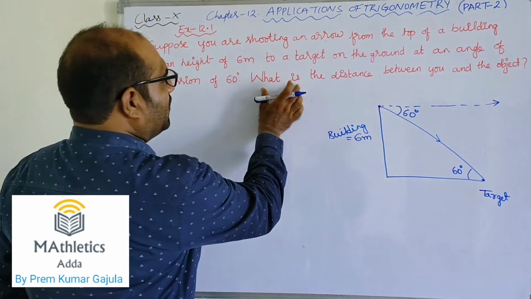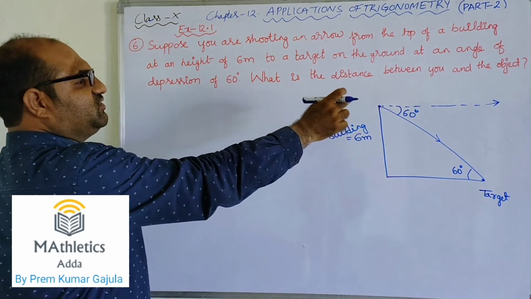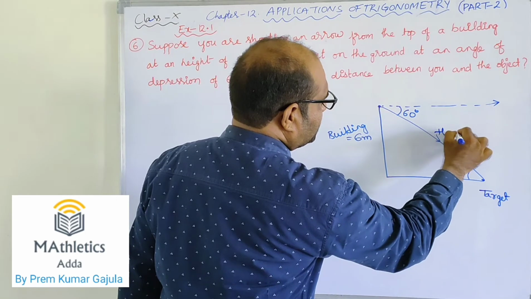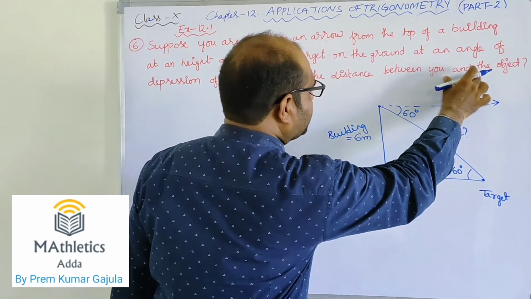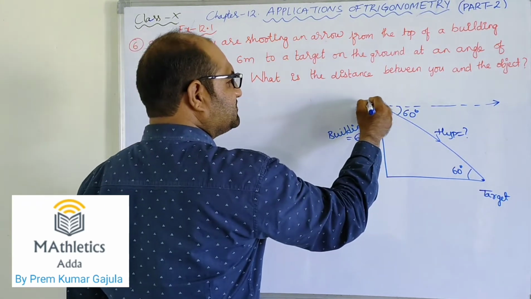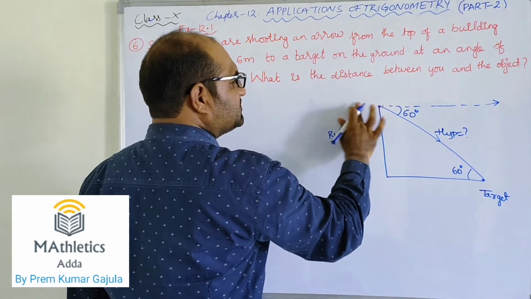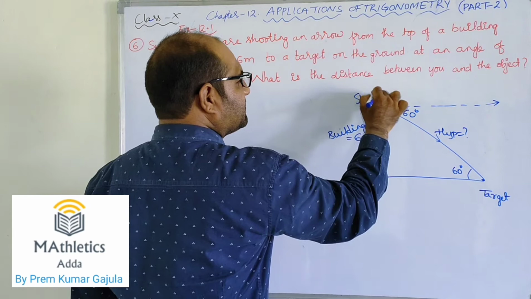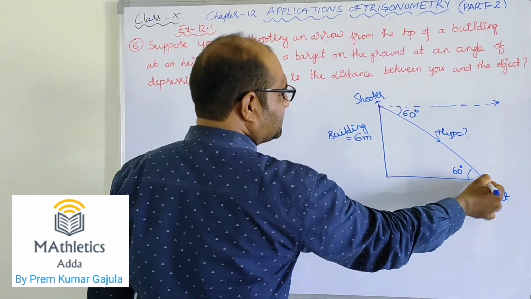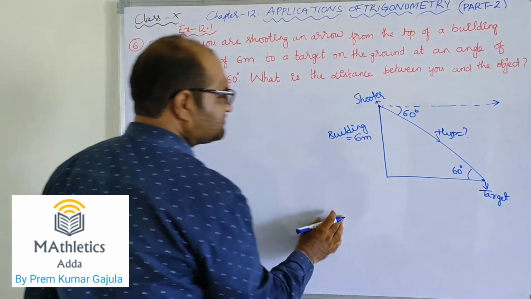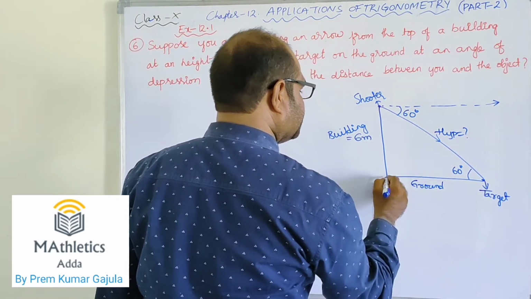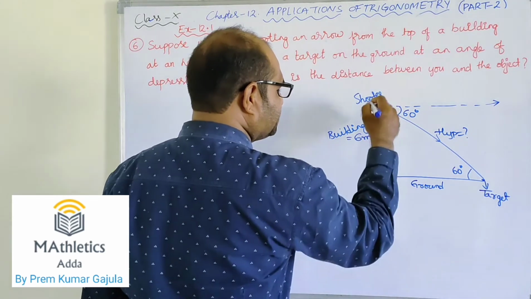Now what we have to find is the distance between you and the object. That means this hypotenuse is what? The hypotenuse value is how much? That is what we are asked to find out. That is the distance between you and the object. So we are here, and I am writing shooter here. It is this point, and this is the target point, okay? And this is the ground and this is the foot of the building. This is the building.